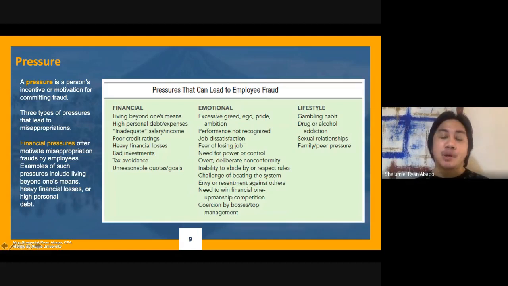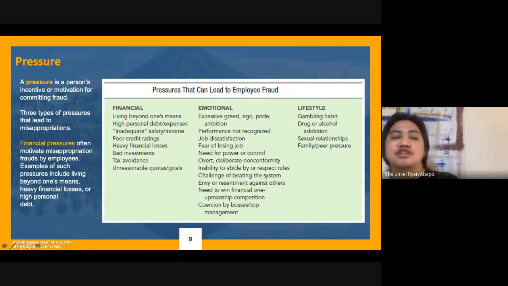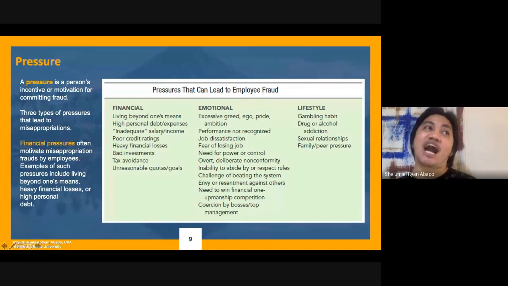Or you have incurred heavy financial losses or made bad investments, so kailangan mo bayaran ang 200,000, so nangawat ka sa company using fraudulent schemes. That's financial. Emotional, on the other hand, could be your emotional status, like inggitera ka, di ba? Or ma-pride ka, you have a big ego, or you're disgruntled with the company considering that your performance was good but it was not being appreciated.